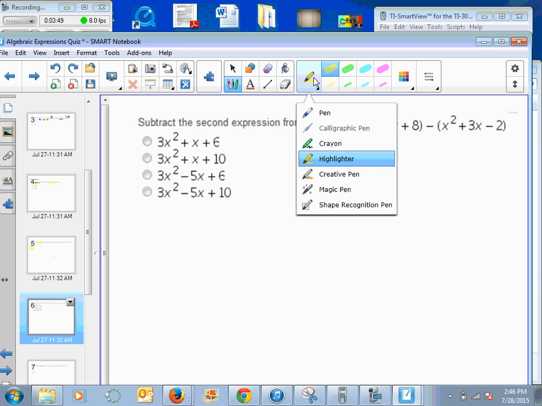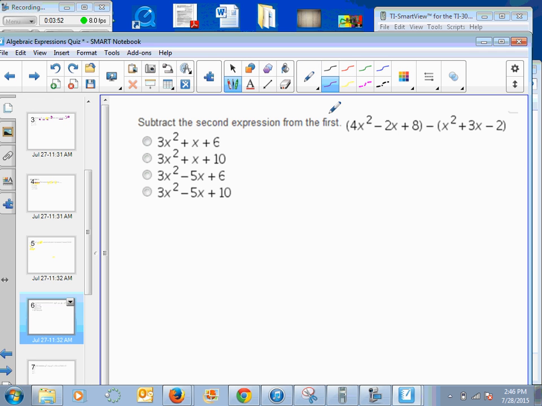All right, subtract the second expression from the first. This one can get a little tricky. Let's look at a few different ways to look at this. We've got to think about our like terms. You've got 4x squared and a -1x squared. Let's rewrite this a little bit. I'm going to try to keep these things together. You've got 4x squared minus 1x squared. That's going to give you a 3x squared.